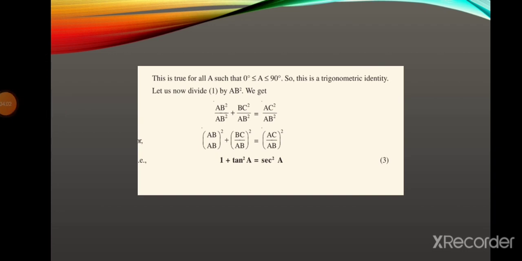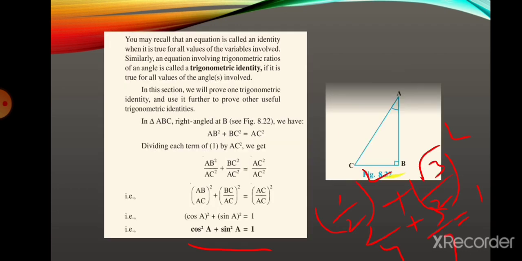Here AC square is the hypotenuse. So we divide the whole equation by AB square. Then AB square by AB square will get cancelled, giving 1. BC by AB, in the triangle, what is that?